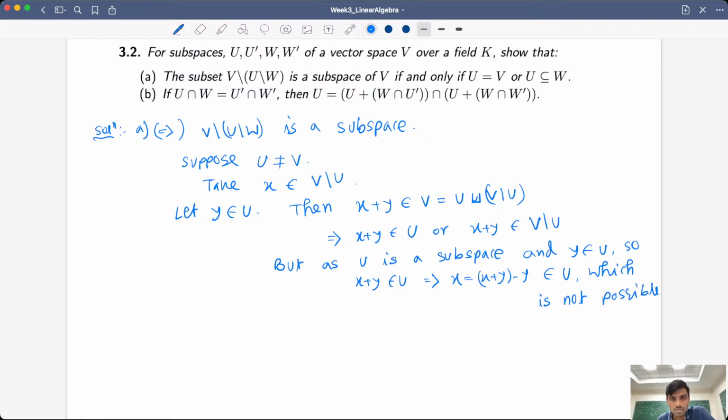Fine. So this implies X plus Y must belong to V minus U. So X belongs to V minus U, and X plus Y also belongs to V minus U. And look here, this is the V minus U minus W subspace. So now, X plus Y belongs to V minus U, that means this also belongs to V minus U minus W, right?